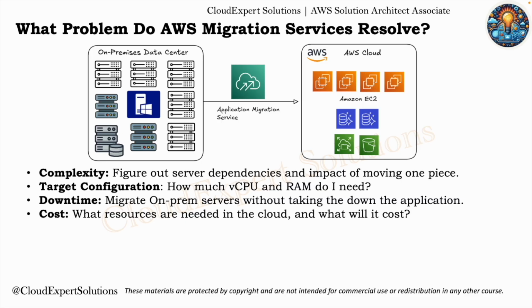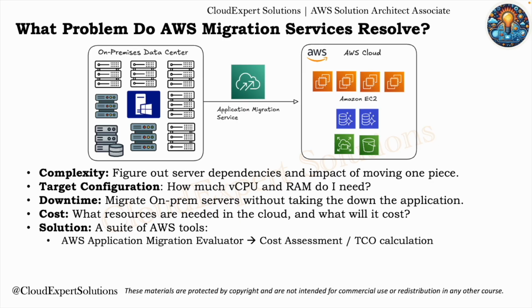The solution to all these problems is the AWS Migration Service Suite, which takes away all the migration heavy lifting from you with defined services. The first one, AWS Migration Evaluator, takes care of the cost assessment and total cost of ownership or TCO calculation. This is also called Bill of Material or BOM, and TCO will provide the post-migration projected run cost in the cloud.